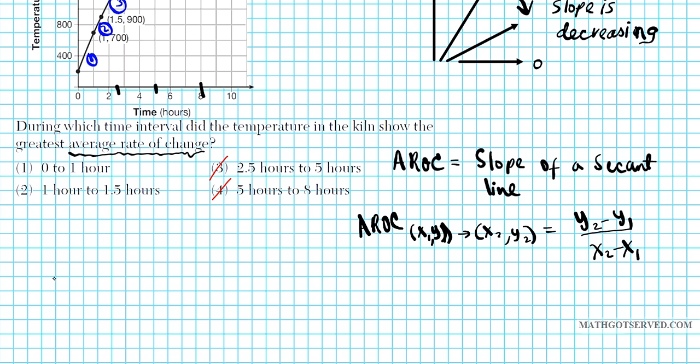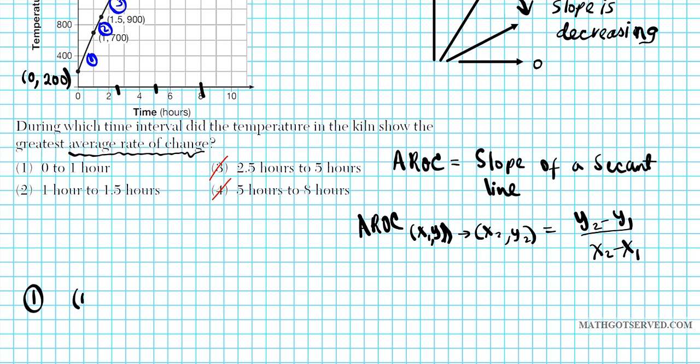Okay, so let's start with interval number 1. From interval 1, this point here has an x-coordinate of 0 and a y-coordinate of what? Since we're going by 400s, half of that is 200. Okay? All right, so let's go ahead and find the slope of interval 1.